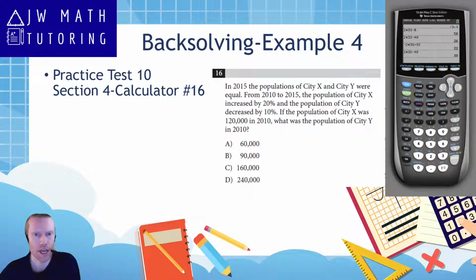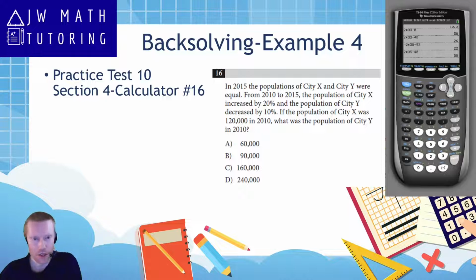Now let's take a look at another example problem. This is from the College Board's Practice Test number 10. It's problem number 16, from the calculator section of that test. And basically what's going on here is you have two cities, city X and city Y.